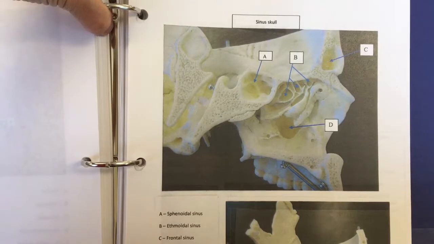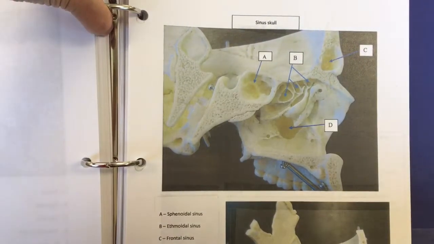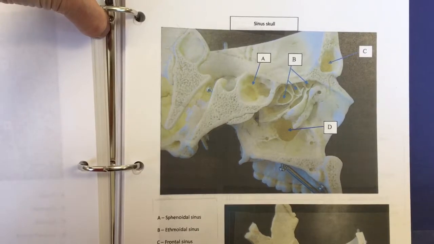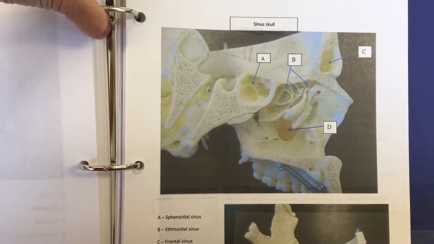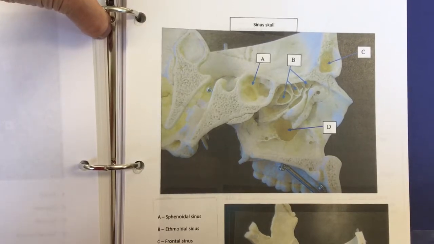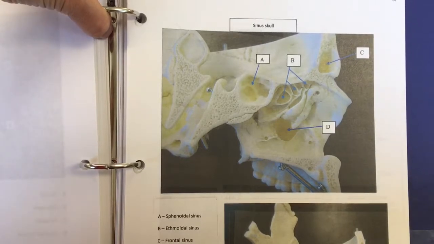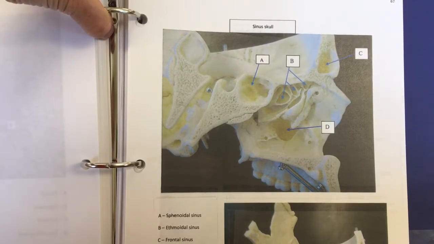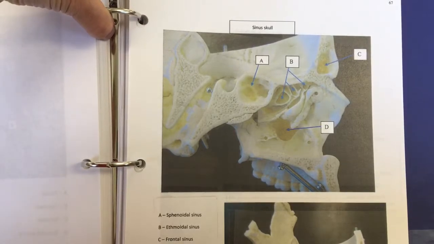But sinuses are openings in the skull. That is where mucus is created, and it also lightens the skull and helps resonate speech. When I listen to this video, my voice is going to sound different to me than my voice sounds inside my head. Part of that is because when I'm talking, there's a resonance inside my head, inside these sinuses.